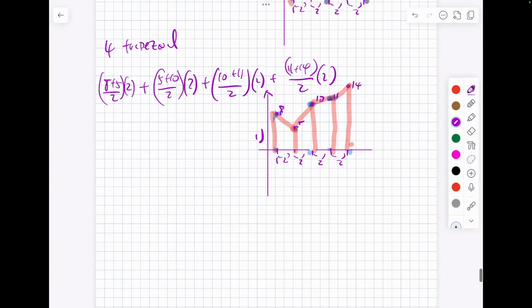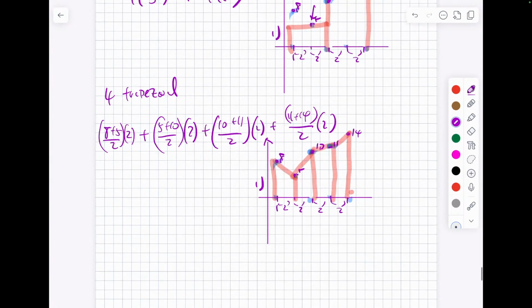All right, so this is a trapezoid. So this is a 4 trapezoid, but can I do 2 trapezoid? Yes, because I can change that width to 2. Actually, there's a short way to do this, but we don't worry about it. The short way is just to factor out.